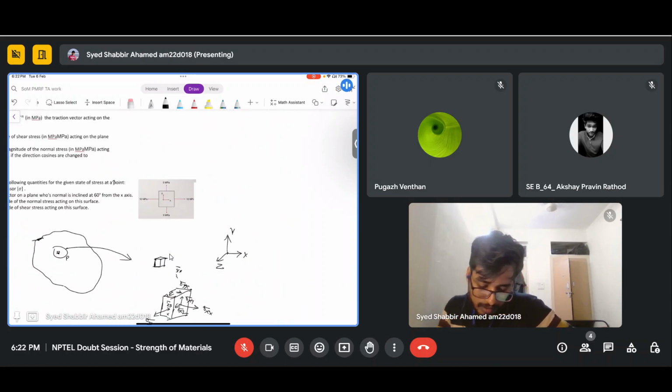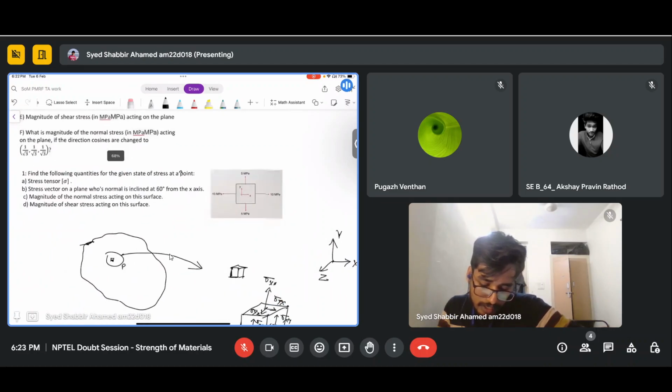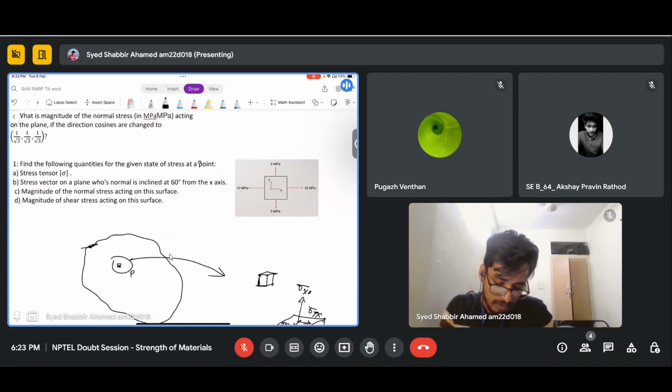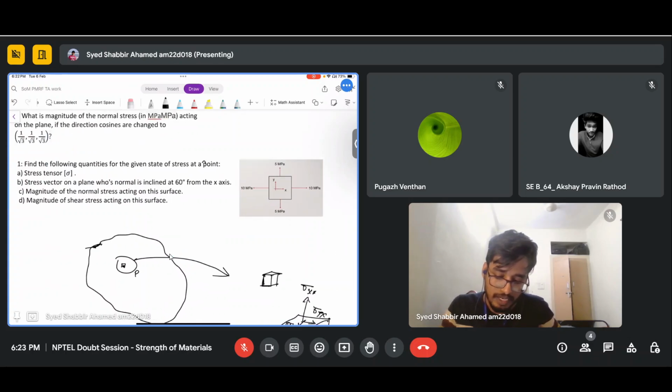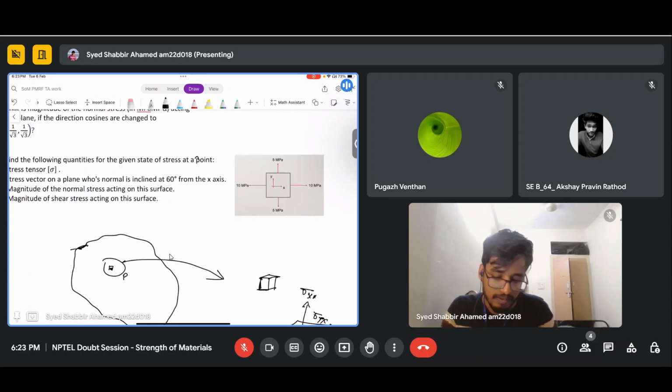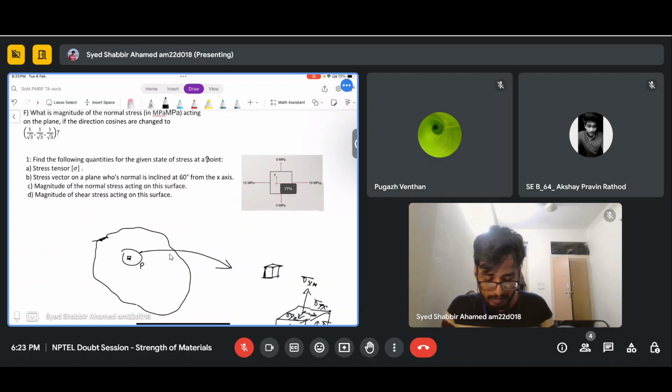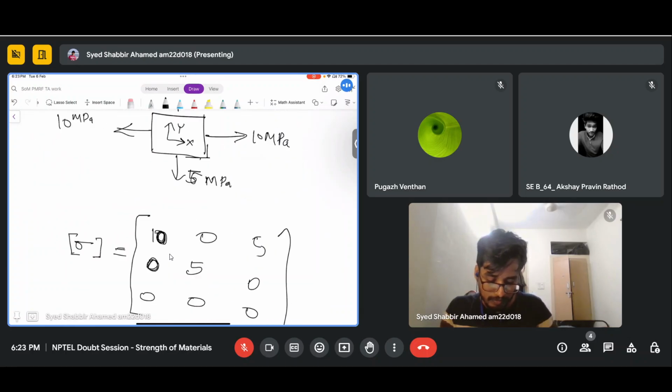Someone has joined now. So we are solving this problem. You just take note of this first question. Find out the quantities for a given state of stress at a point, and this is the state of stress given. For that, we have to find out the stress vector and stress tensor, and then find out the stress vector on a plane whose normal is inclined at an angle of 60 degrees from the x-axis. So just giving an overview for you.